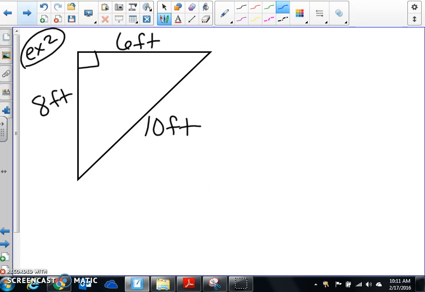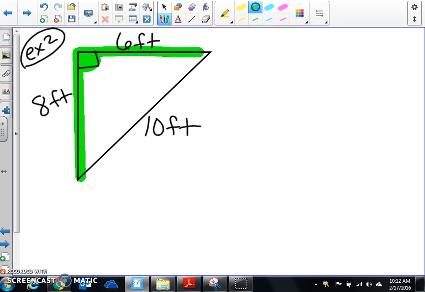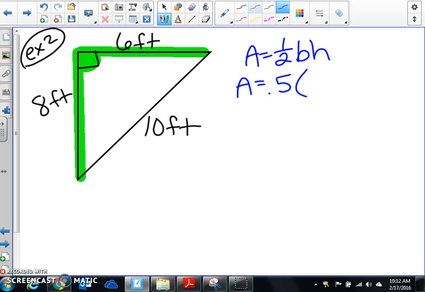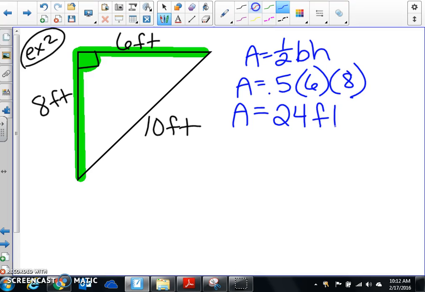Here is a right triangle. Once again, the first thing I do is I find my right angle, which is right here, which means this is my height, that is my base. So area equals 1/2 base times height. Area equals 0.5 times my base is 6, my height is 8, and I plug that in my calculator. You can also do 6 times 8 is 48, half of 48 is 24. So then feet squared.